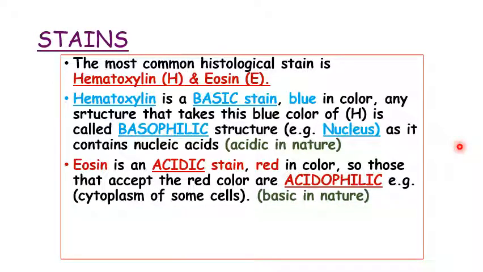Okay. The eosin stains anything basic in nature. So the basic in nature will be stained with an acidic stain and will be called acidophilic. And the stain is red and it's called eosin.